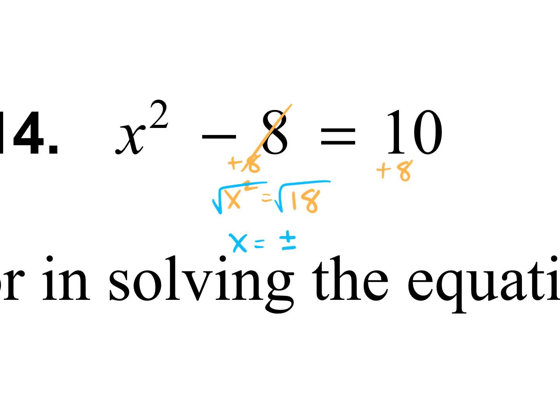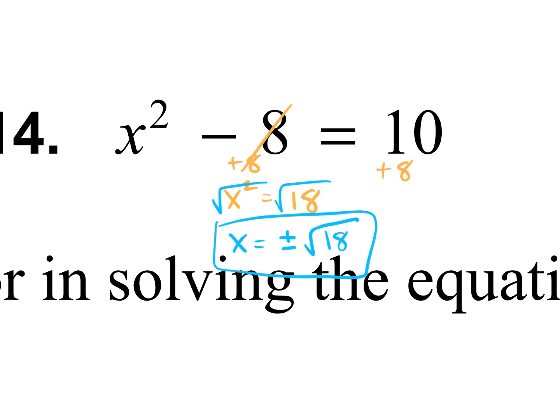Positive or negative? Square root 18. 18 is not a perfect square, so it doesn't simplify, so we can just leave it as the square root of 18. We're not evaluating the square root yet here, so we need to leave the square root in our answer, but don't forget the plus or minus sign.